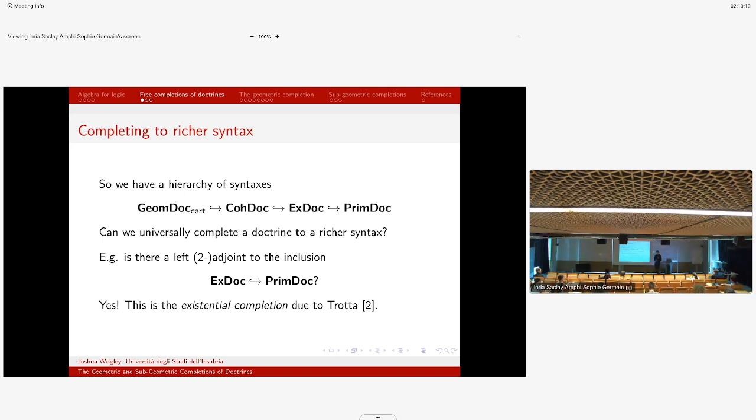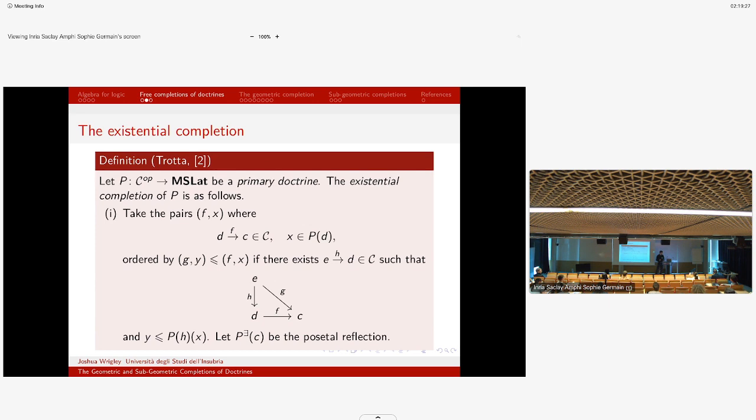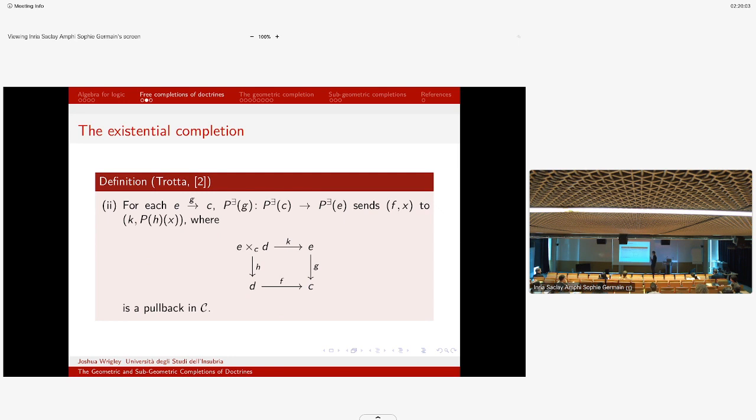This is Davide Trotta's existential completion of a doctrine. Because it will come up later, I'll go into the gory details of what the existential completion actually does. So if we've got this primary doctrine, we're going to take the new doctrine where the fibers consist of these pairs, where we've got an arrow in the base category and something in the fiber of the domain of that arrow. We're going to give it this ordering, where we say g y is less than f x if we've got a factorization and an inequality here. And then we're going to take the posetal reflection of this preorder to get the fiber. And our transition maps are going to be given by these tasty-looking pullbacks. And this is the action on objects of the existential completion monad.